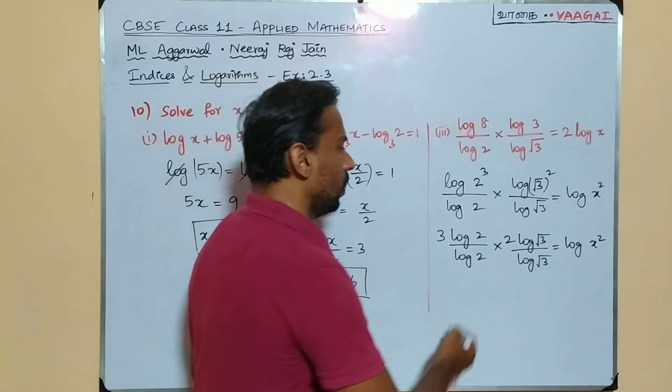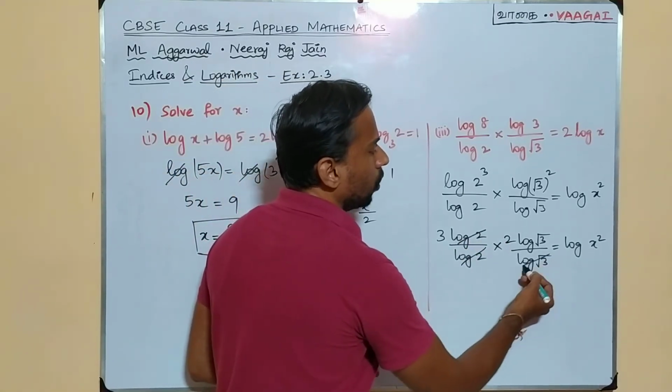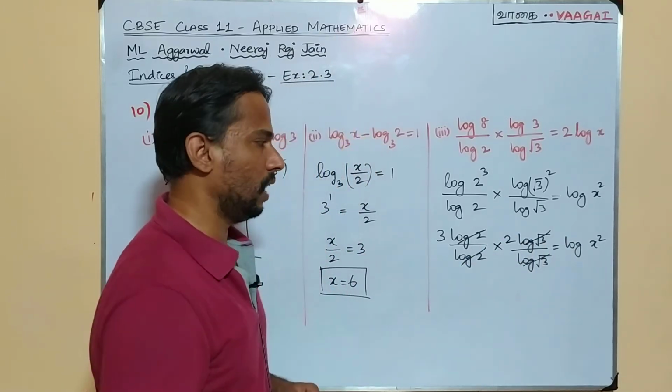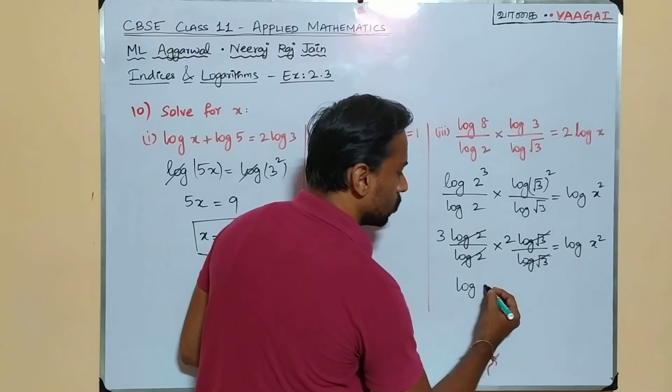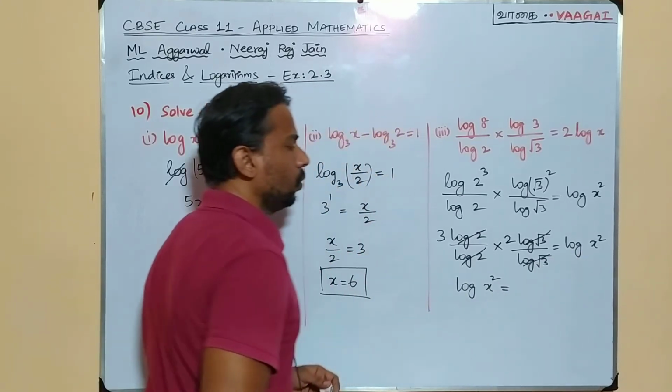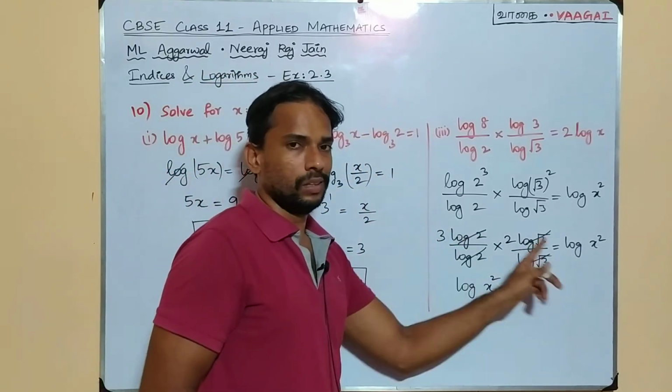Now what I can do very well, I can just cut log 2 with log 2, log root 3 with log root 3. So we will have simply log x square. I will just bring this log x square here. This is equal to, now what happens to the other side?